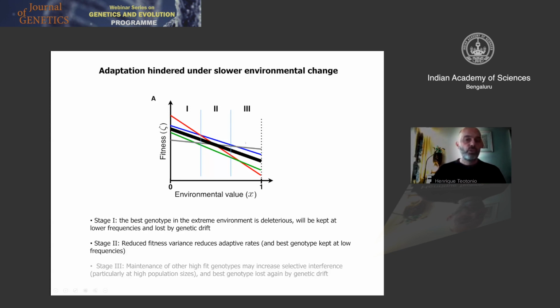There is a third phase, which we have some data indicating that it occurs, but that I have not shown you, in which the maintenance of other high-fit genotypes, like, for example, this blue genotype over here, could increase selective interference with the gray genotype, and this will occur particularly at high population sizes, and the best genotype, again, could be lost by genetic drift, despite being the best. Okay. So the population genetic dynamics are incredibly different from what we would expect if we just accumulated mutations de novo. Slower environmental change is actually worse for adaptation.